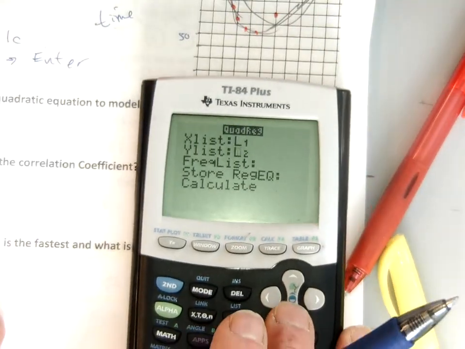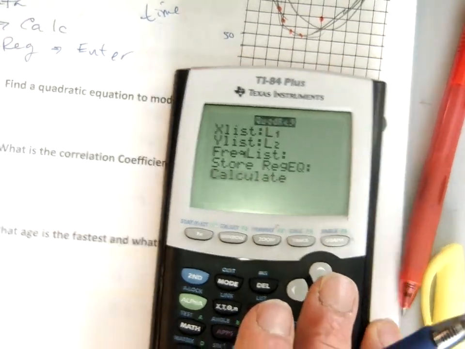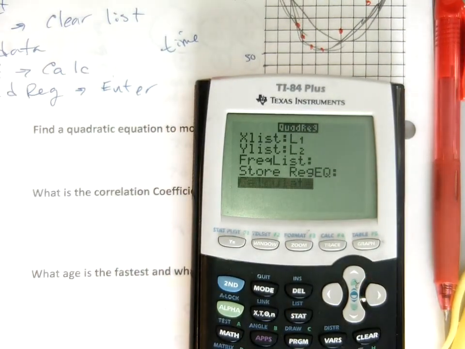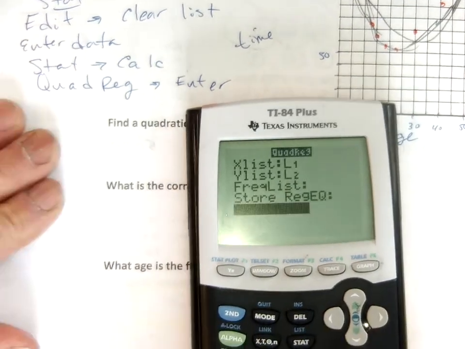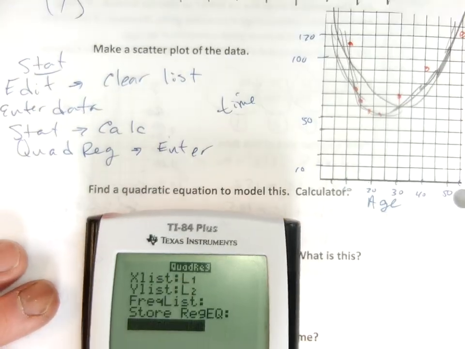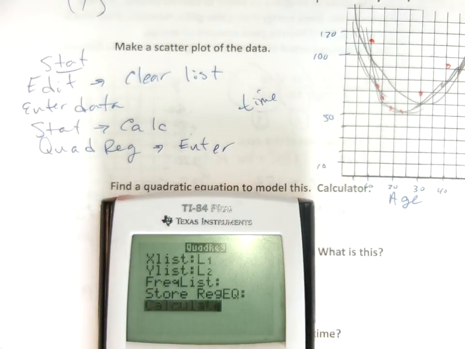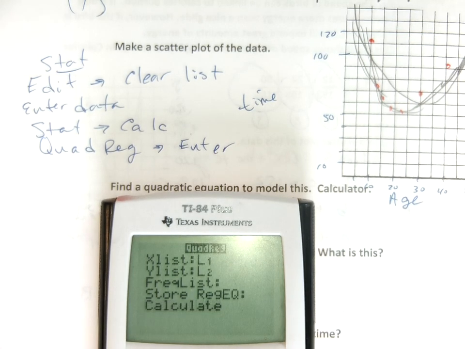And then I'm going to go to calculate, right? Am I going too fast? Yeah. Oh, my bad. There you go. So I went to quadratic, pushed enter, and I'm right here. And you may have a different screen. If you do, that's okay. I can help you because they're all different.